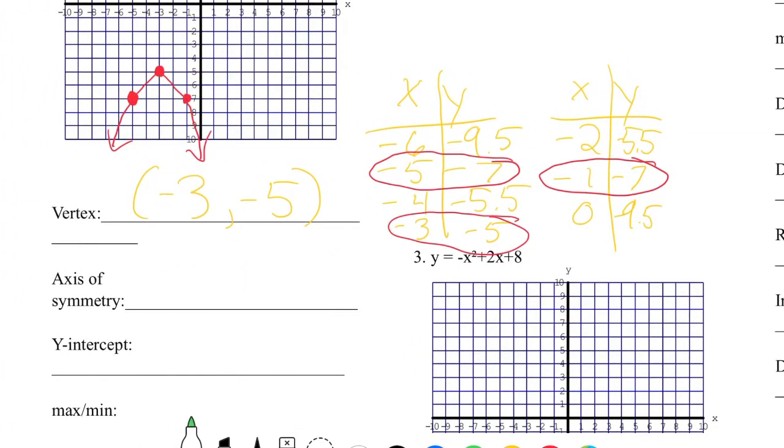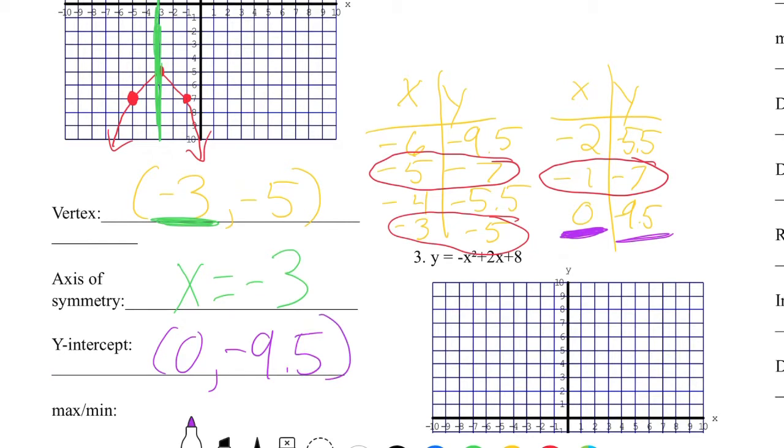Now our line of symmetry, or axis of symmetry, is going to go through that vertex that we drew. So on that line, that x value is always going to be negative 3. So we're going to write it x equals negative 3. It is also the same x value as our vertex. Our y-intercept, we're going to go to our calculator. Well, it is already there for us. Wherever our x value is 0, our y value or y-intercept is there. So we have 0, negative 9.5.